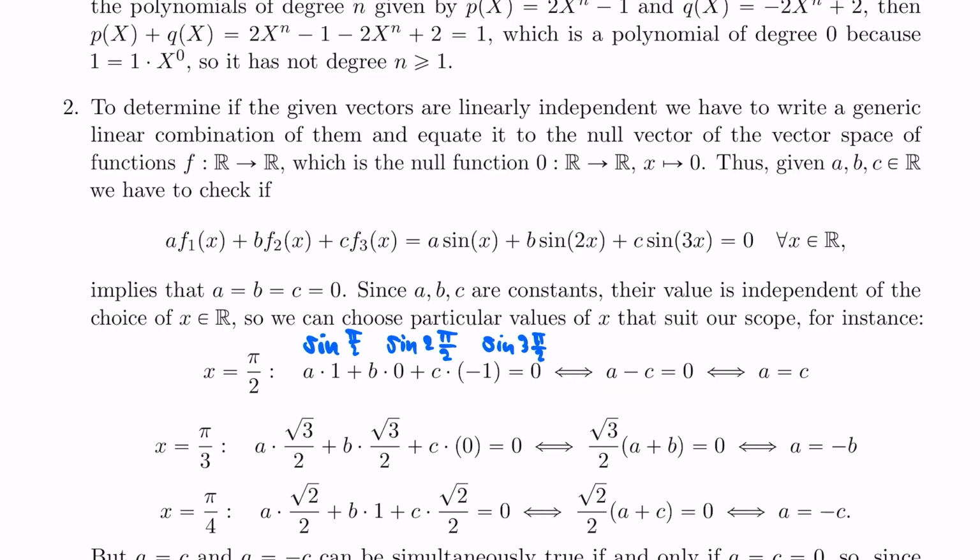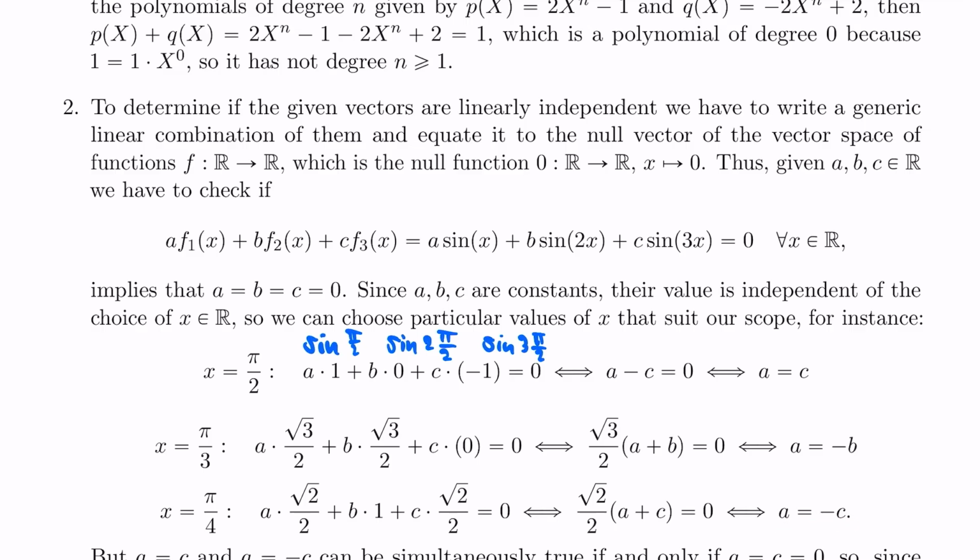This equation tells us that A is equal to C. Thus, is this result dependent on the fact that we have chosen x equals pi half? No, because A and C are constant, so they don't depend on the particular choice of x. Here and here, you can see with all the details what happens when we substitute x equals pi third and x equals pi fourth into this equation. We have that A is equal to minus B and A is also equal to minus C.